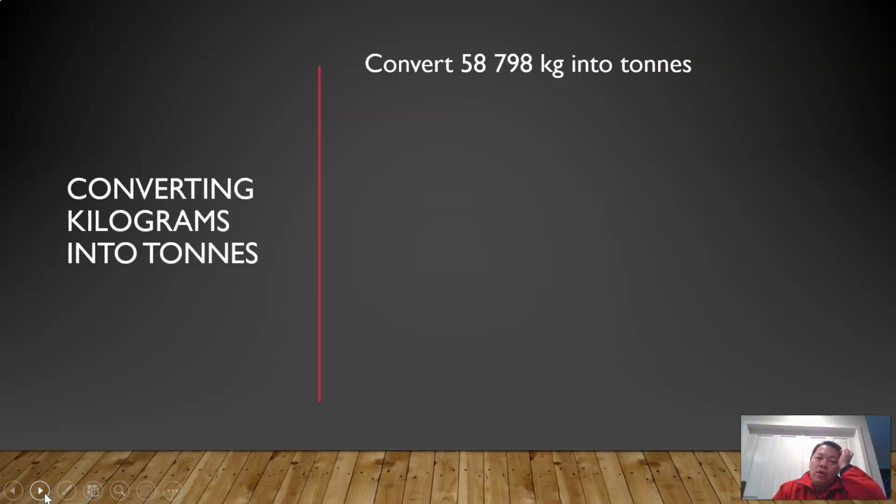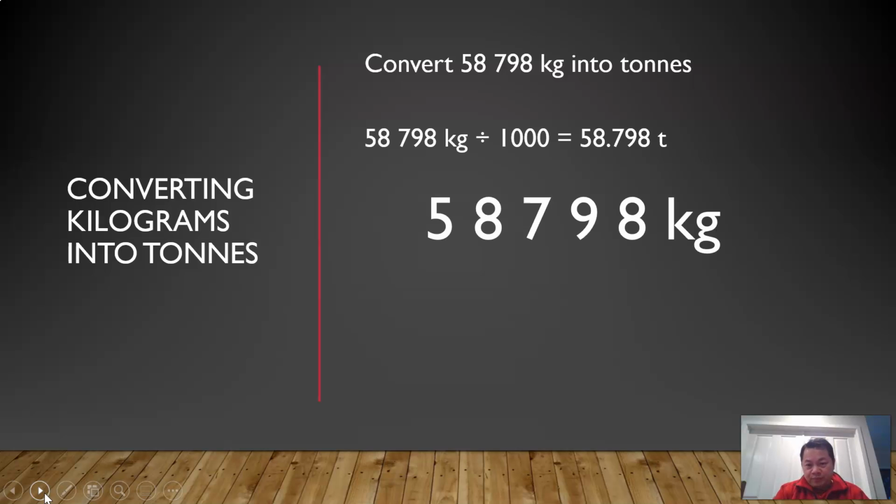yesterday. When we need to convert kilograms into tons, remember it's a smaller unit to a bigger unit. So we need to divide, and whenever we need to divide, we need to move the decimal place to the left. How many times? That's right, 3 times. Because you have to divide by 1000, and since there are 3 zeros to it, we have to move it 3 times. So that's how you get 58.798 tons as the answer.